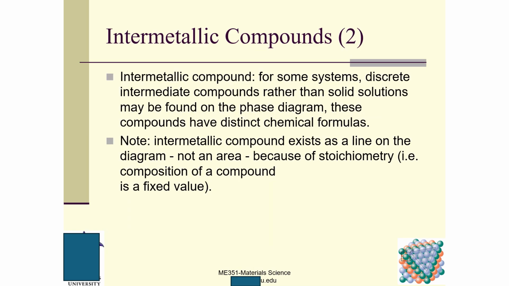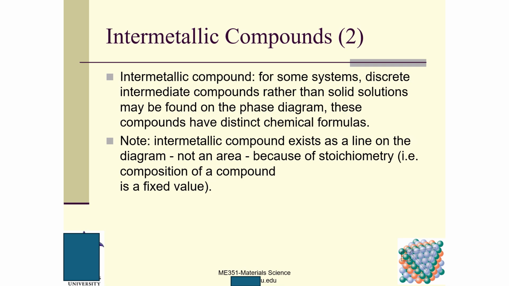And so then we have intermetallic compounds. For some systems, discrete intermetallic compounds rather than solid solutions may be found on the phase diagram, and these compounds have distinct chemical formulas. And this is what I just told you. Note, an intermetallic compound exists as a line on the diagram. This I show you as a line, okay?